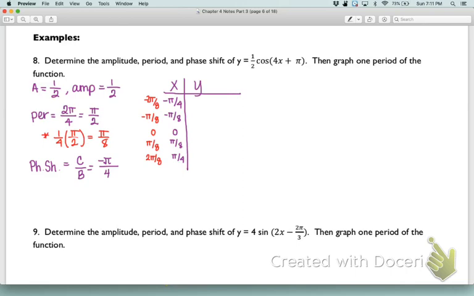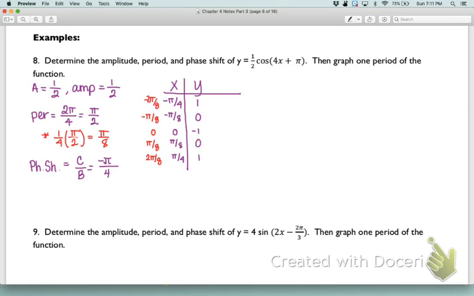That is the hard part. That is the only thing different when you change the phase shift. So now we're going to go through the exact same process we've done before. This is a cosine function. So the cosine curve starts at 1, 0, negative 1, 0, and 1.